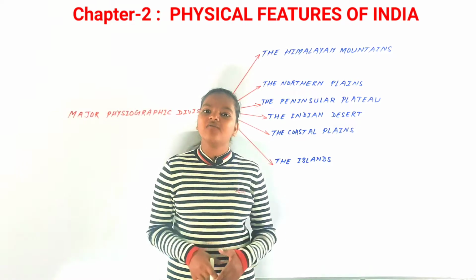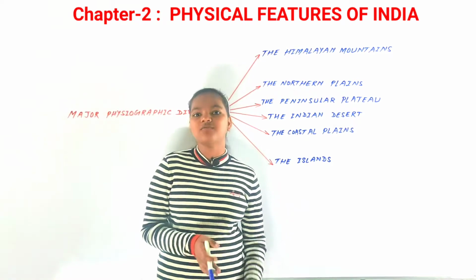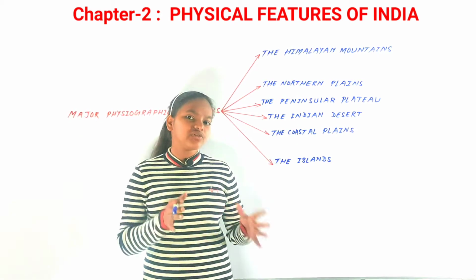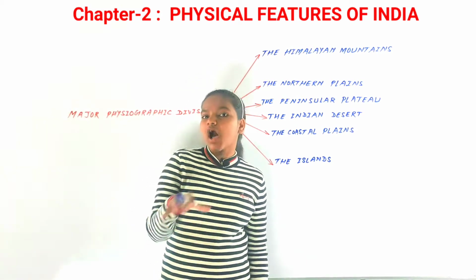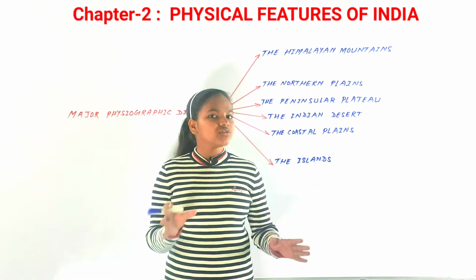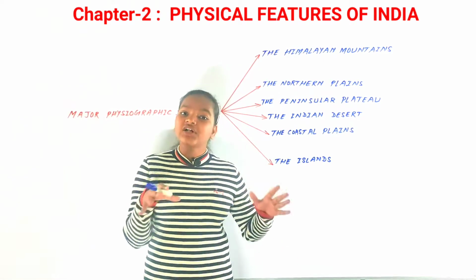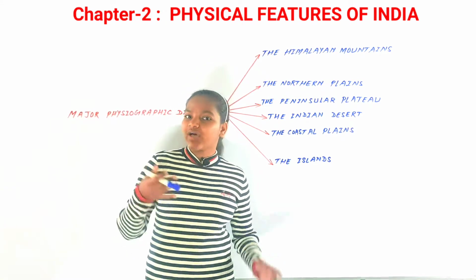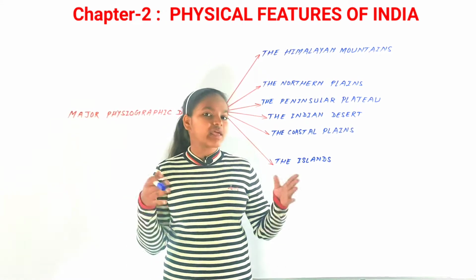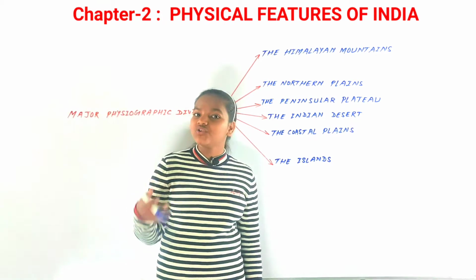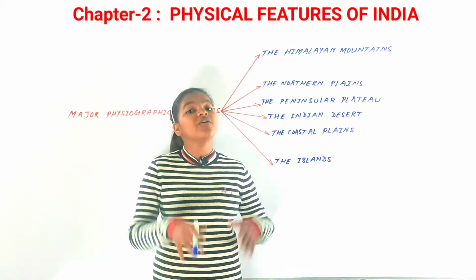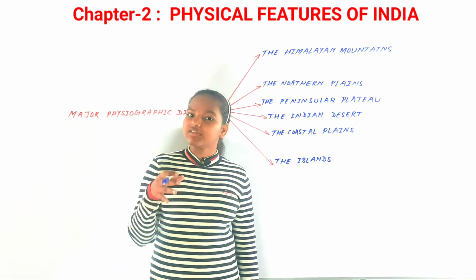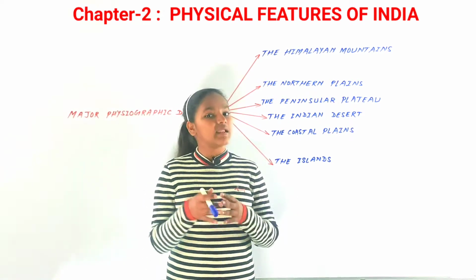Now first of all, one of the biggest questions here is, what are physical features? Physical features are different types of landforms, or the features that a geological area consists of. For example, islands, valleys, volcanoes, plains, plateaus, rivers, all those are physical features. So we will discuss all those physical features that are present in India.